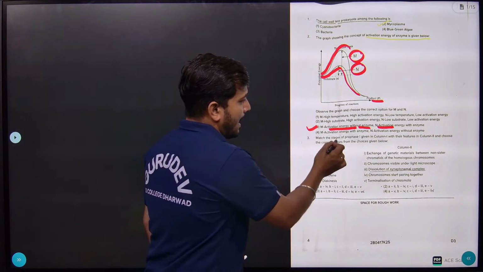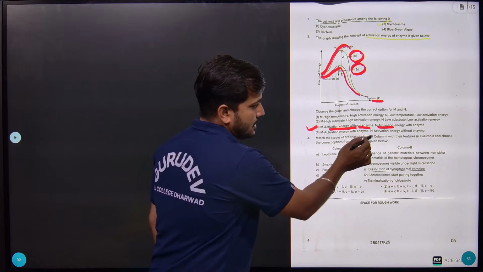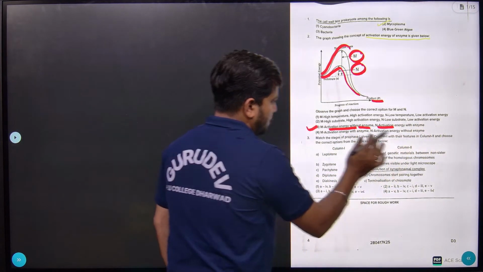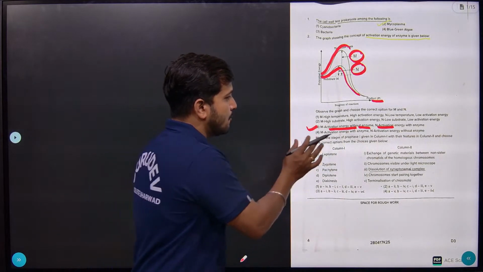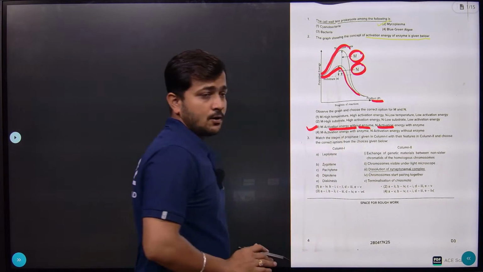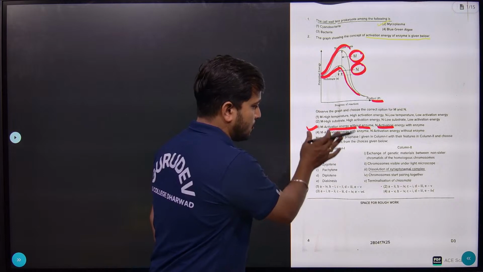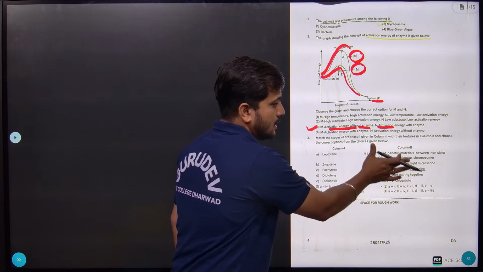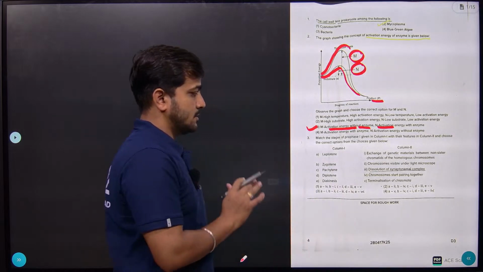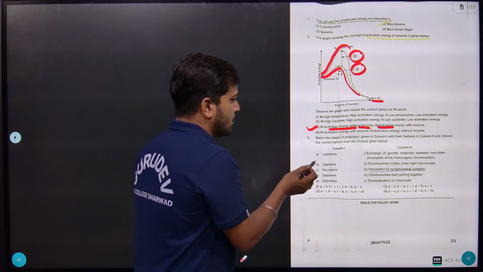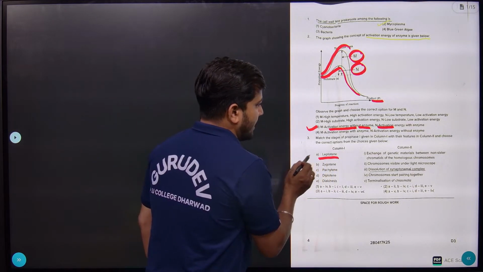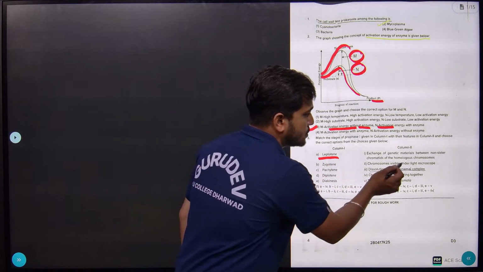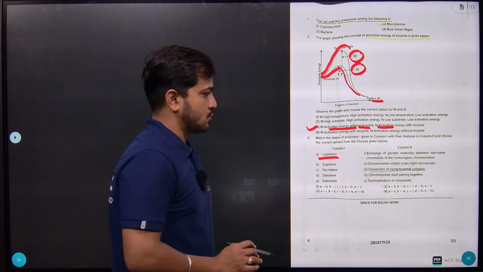Then the third question: match the stages of prophase 1 given in column 1 with their features in column 2, and choose the correct option from the choices given below, right? We have to find out the prophase stages they have mentioned, and whatever changes occur in them. Here, in leptotene, the chromosomes become visible under the light microscope, right?